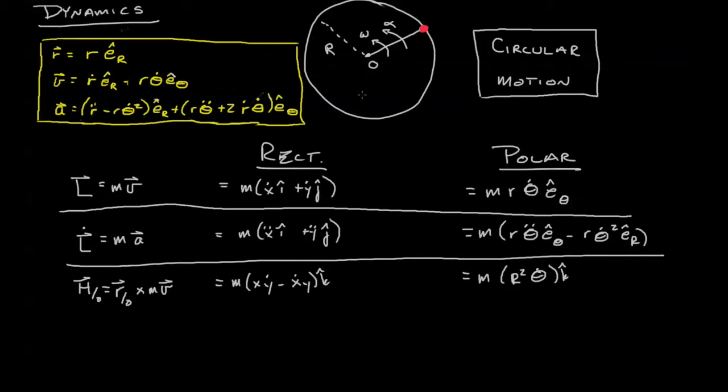We got that by taking the position. We know the position is only in the e_r direction, crossed with the velocity. Well, something in the e_r direction crossed with e_r is going to be 0.